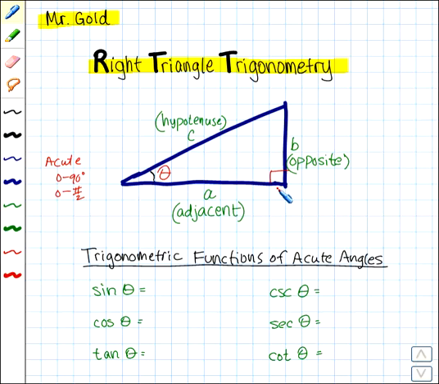For example, side A would be the side that's adjacent to theta. Side B would be the side opposite theta, and side C would be the hypotenuse. Okay, now using these labels of these sides, we can come up with 6 different functions, or relationships, or ratios, even better, of the sides of the right triangle, which we call trigonometric functions of the acute angle. So the sine of theta, for example, would be the ratio of this side B over side C.